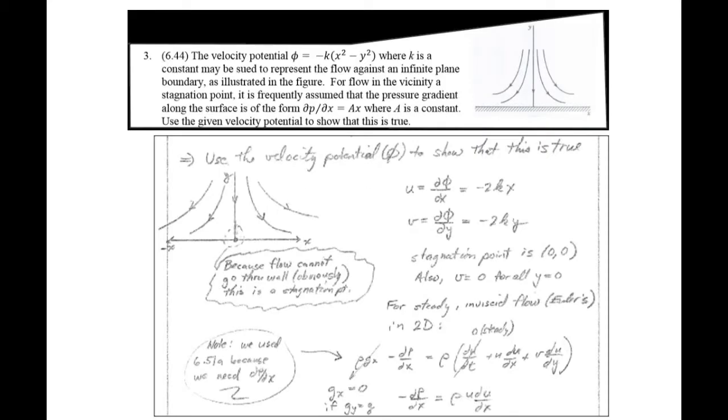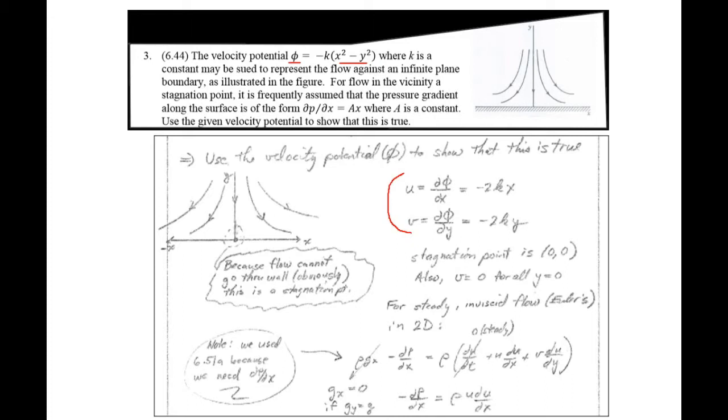Here's a couple of hints for homework number 7. Skipping the first two, I think we went over some examples in class that should be good enough to get you going on those. Problem 3 gives you a velocity potential that's a pretty simple function of both x and y, and we have to use our definitions here. First step is to use the definitions of the velocity potential to get your v and your u components. That you probably figured out.